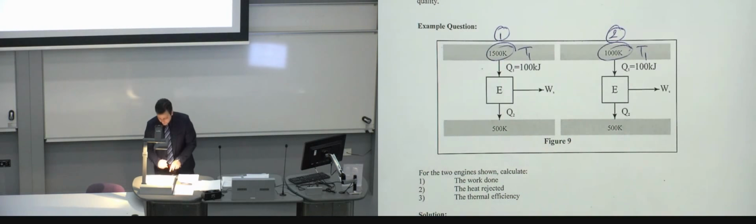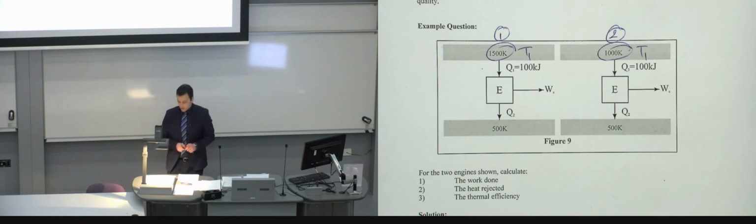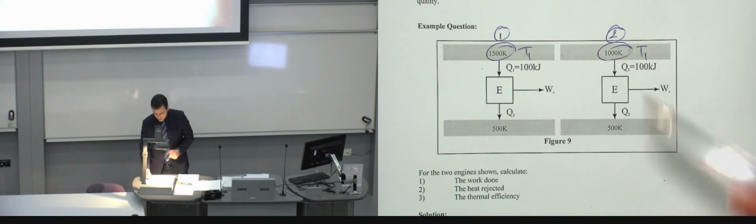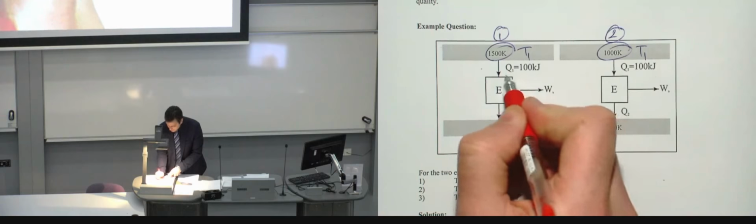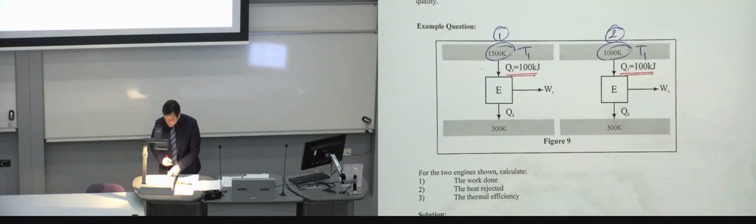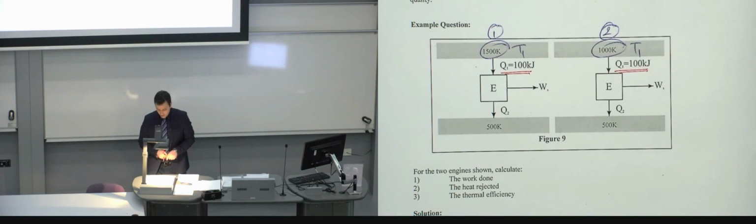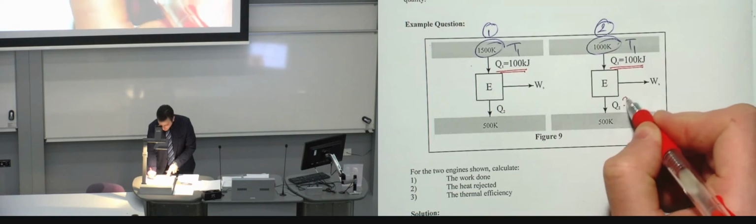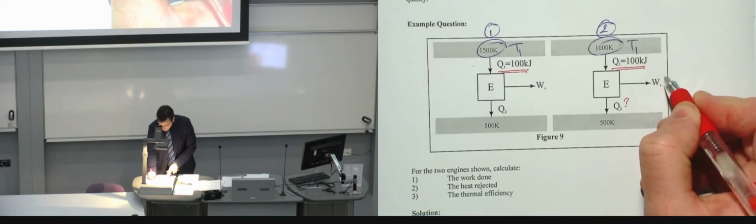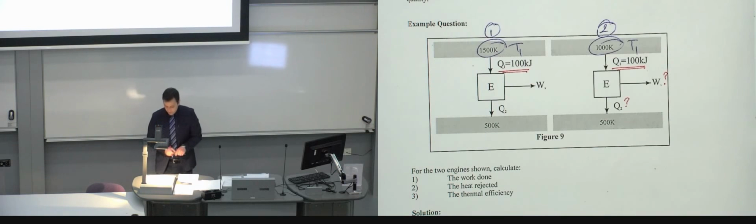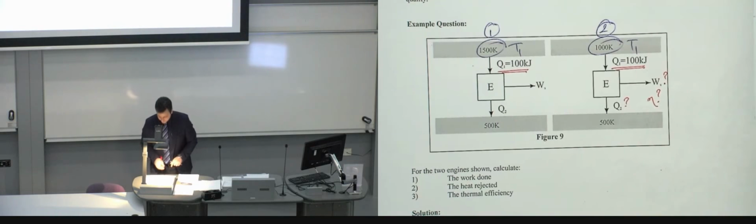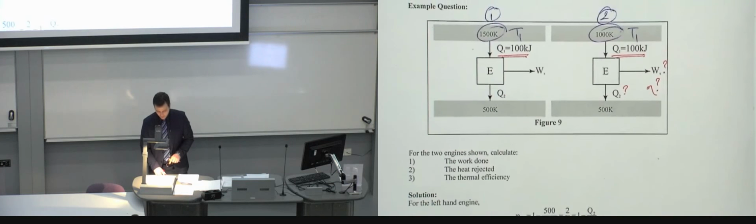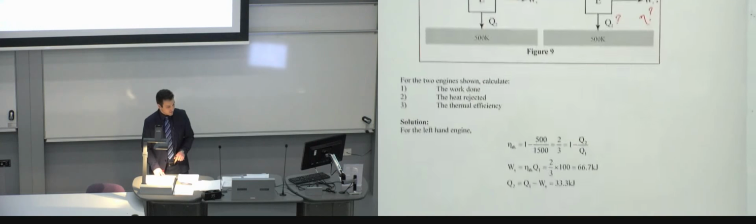In case 1, the temperature of the hot reservoir is 1500 Kelvin. In the second case, it is 1000. We have exactly the same amount of Q1 supplied to the heat engine. And what we want to find is, what is Q2, what is WS, and what is the efficiency. We're going to do that for both systems.